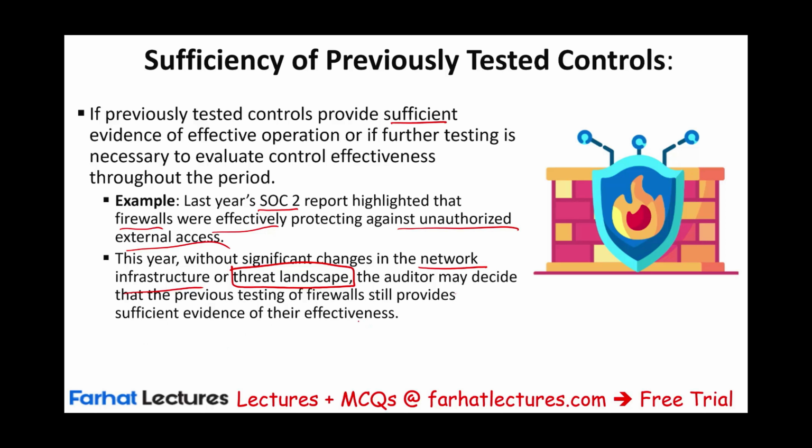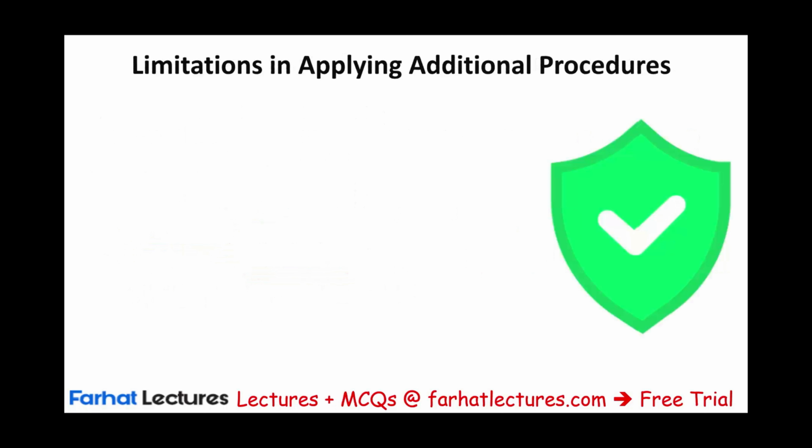Simply put, what we're doing is relying on old reports. Again, we are making an assumption that the network infrastructure did not change, and in the threat landscape there's no new threat, everything is under control, we're aware of everything. Then we might rely on previously tested controls. Otherwise, we really cannot.